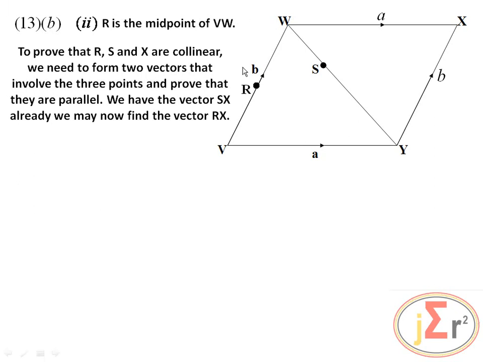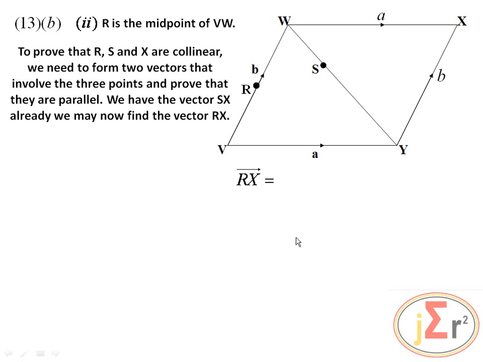So we need to prove that R, S, and X are collinear. We need to form two vectors involving the 3 points and prove that they are parallel. We do not have to go through all of that because we have one of the vectors already. Let's see which one we have. We have the vector SX already. Because we have the vector SX, we may find RX or RS. We will find RX.